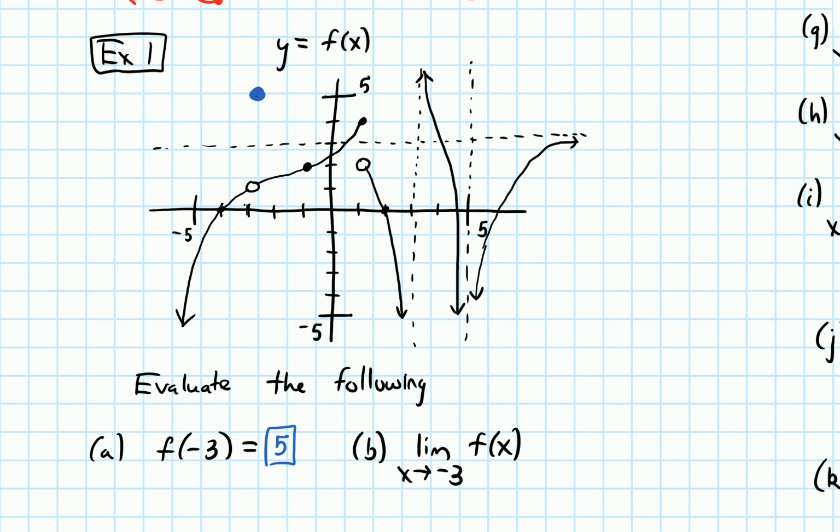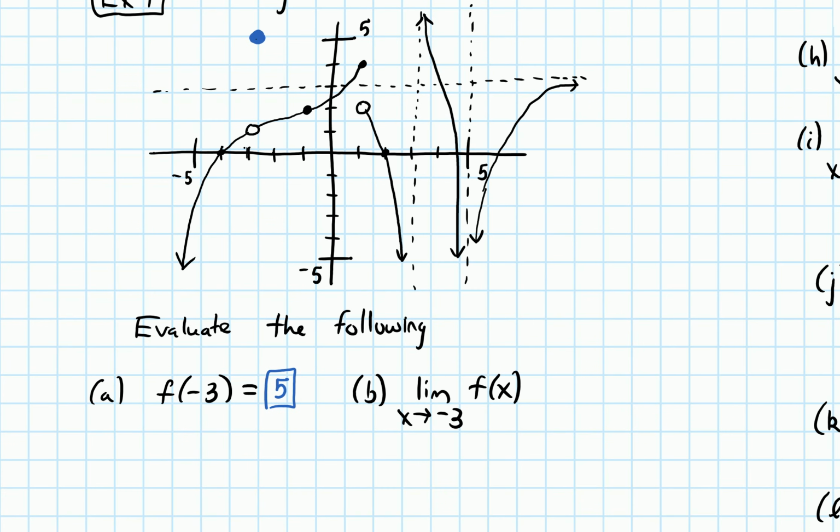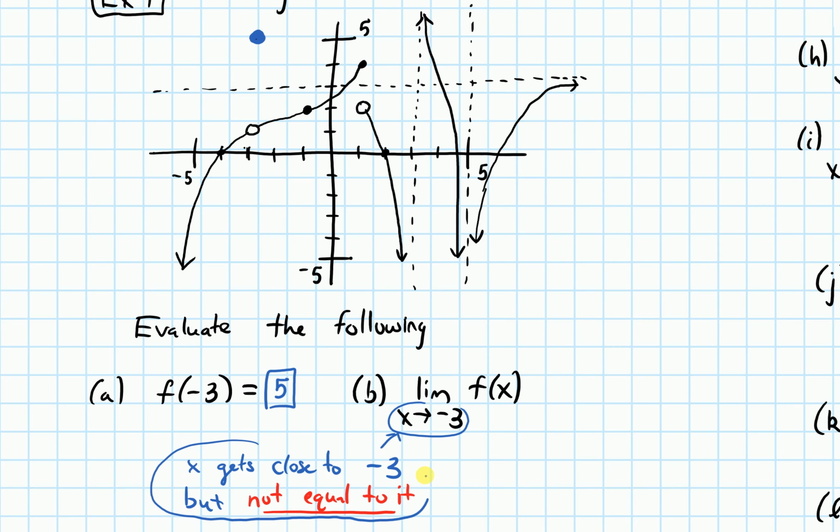What about part B now? Part B is asking, what's the limit as x approaches -3 of f of x? Let's recall from our definition of a limit that when we write x approaches -3, that means that x gets close to -3, but, and here's the important part, it's not equal to -3. That is super critical there. x is getting close to -3, but it's not allowed to be equal to -3.